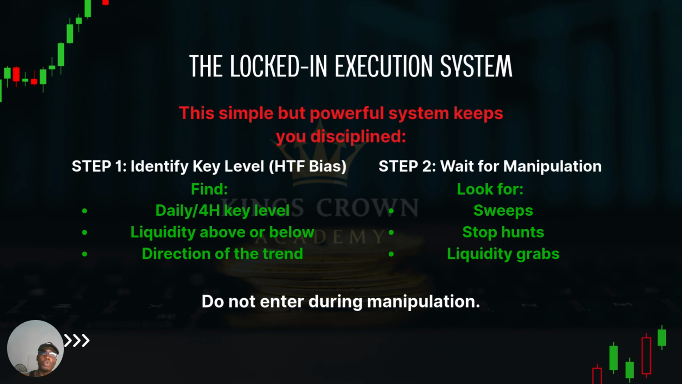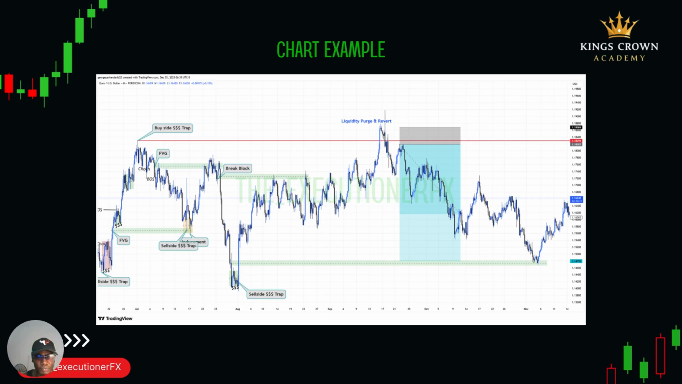Step two: wait for manipulation. The liquidity that you've mapped out, wait for either a stop hunt or a sweep or a liquidity grab, whatever you call it. Just wait for it, because that's likely the manipulation. That is how smart money manipulates retail traders. Do not enter during manipulation time. That is the time to cock your gun and think like a hunter.